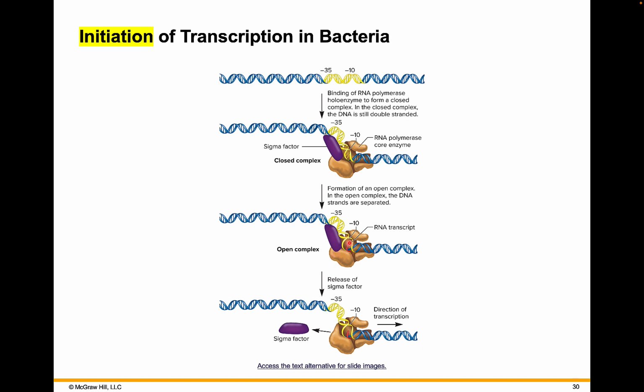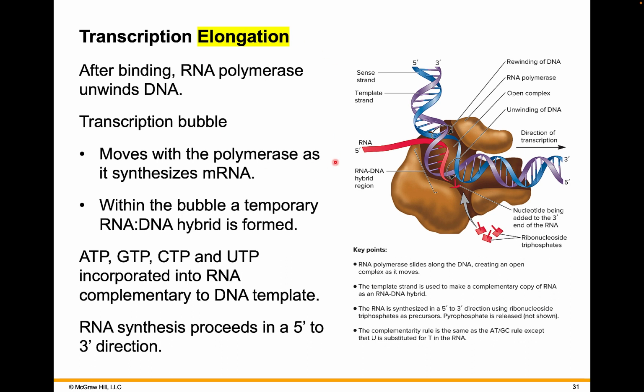And you can see the RNA transcript is formed. Once this transcript reaches about 12 base pairs, ribonucleotides, the sigma factor dissociates, and the elongation phase continues in the direction of transcription. This is basically the initiation part. So the elongation part is basically the extension of that. After binding, the transcription bubble moves with the RNA polymerase as it synthesizes the mRNA, and within the bubble, a temporary RNA-DNA hybrid is formed.